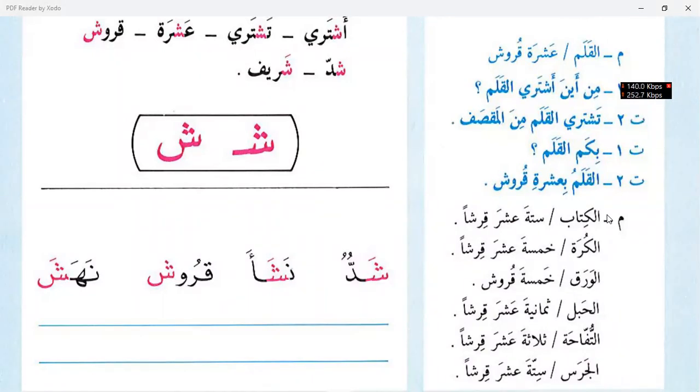Translation. Where you can buy. Tashtari means you can buy. The book you can buy from the canteen. Again, you can buy the book from the canteen. Bikam al-kitab, how much is the book?